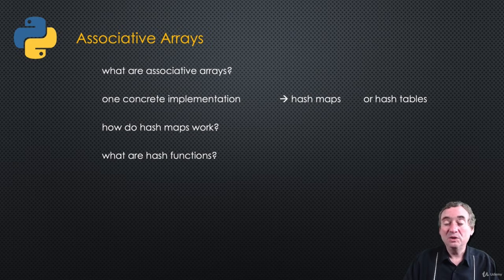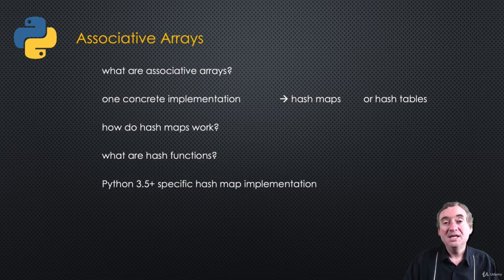In particular, we will take a look at hash functions and see what they are, how they work, and why they're important for us to understand, because we'll need to create our own hash functions later on. Then I'll look at Python's specific implementation of this hash map, because there are some extra tweaks that Python 3.5 and above have introduced to make dictionaries even more efficient.